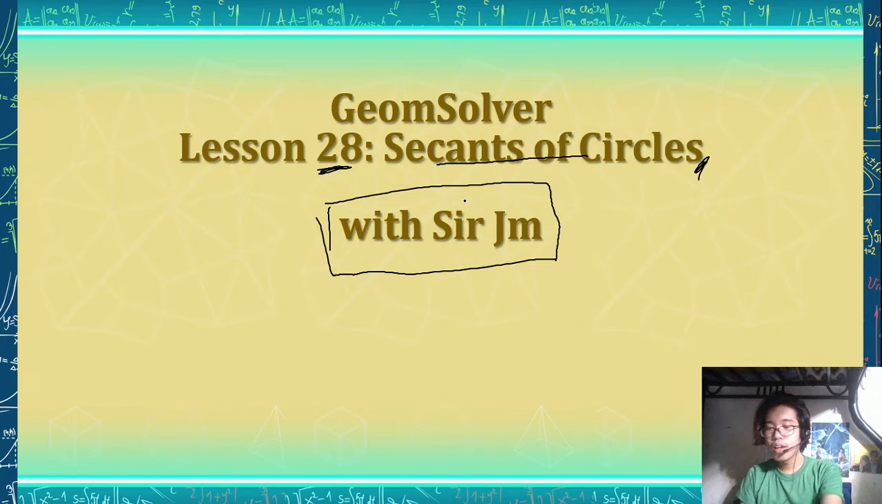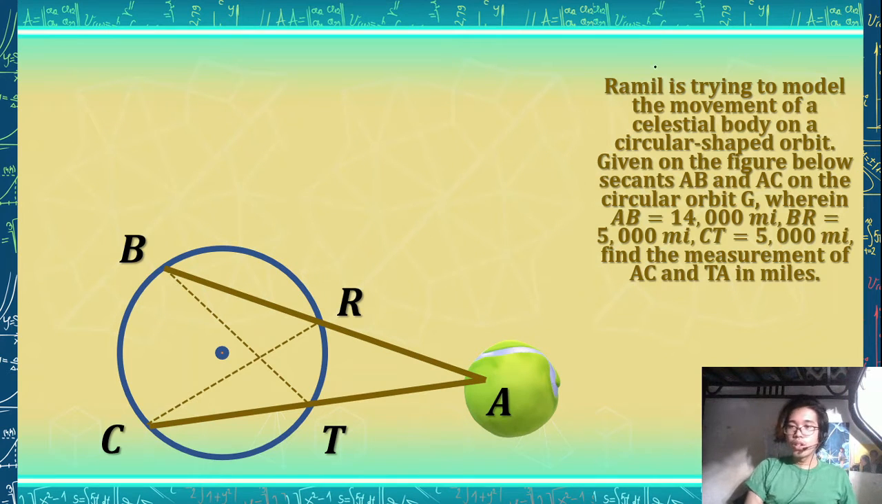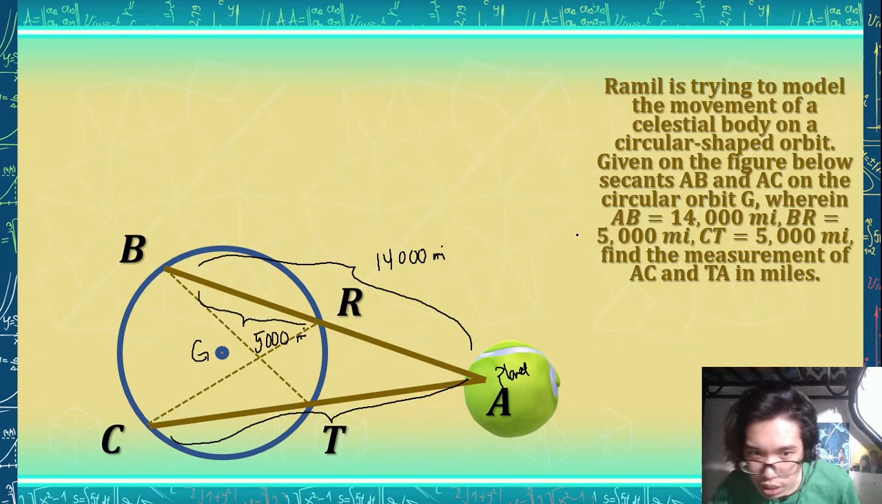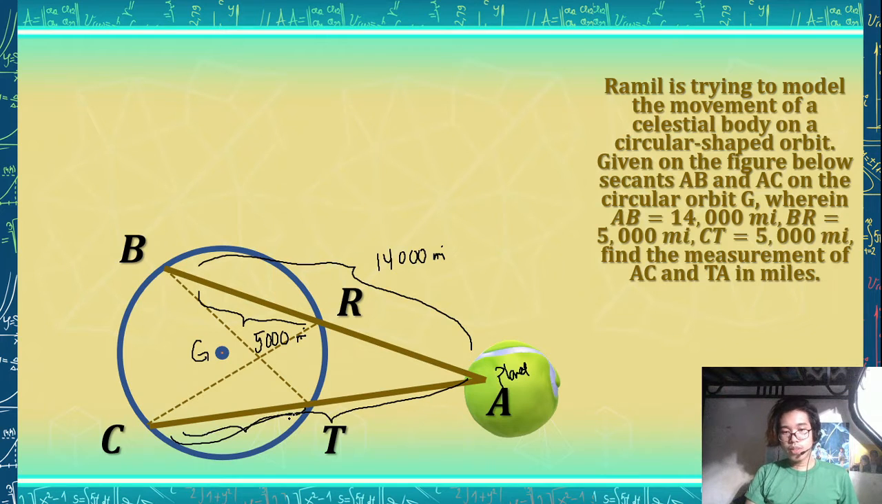We're on our second line segment now, and let's try to answer this first problem. Ramil is trying to model the movement of a celestial body on a circular orbit. This looks like a tennis ball, but it is actually a planet. Given on the figure below, secants AB and AC are in a circular orbit. AB is equal to 14,000 miles, BR is equal to 5,000 miles, and CT is also equal to 5,000 miles.